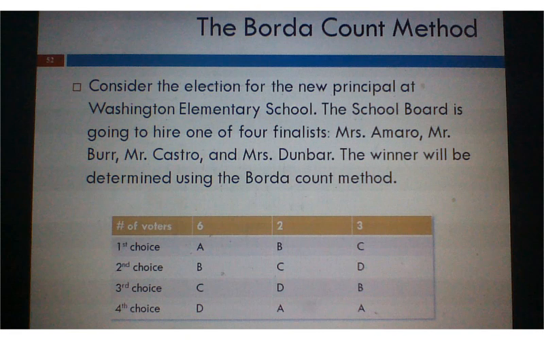First example, consider the election for the new principal at Washington Elementary School. The school board is going to hire one of the 4 finalists, Ms. Amaro, Mr. Burr, Mr. Castro, and Mrs. Dunbar. The winner will be determined using the Borda Count method. So we have a preference schedule here. 6 people voted A, B, C, D, with A representing Amaro, B representing Burr, and so on. 2 people voted in the order B, C, D, A. 3 people preferred Castro first and Amaro last in 4th place.